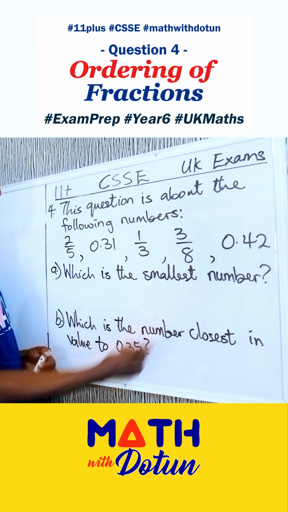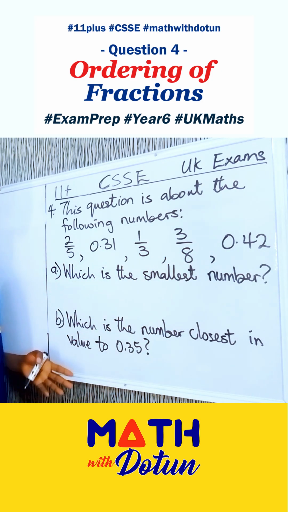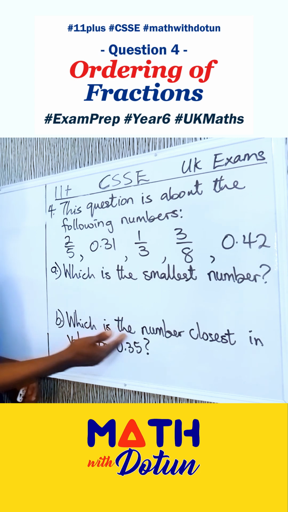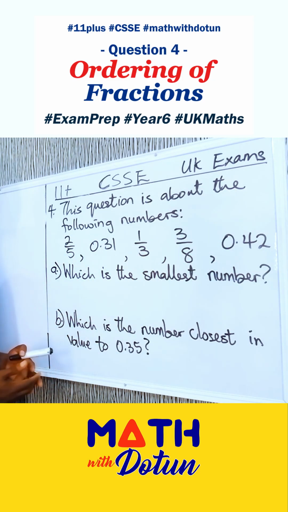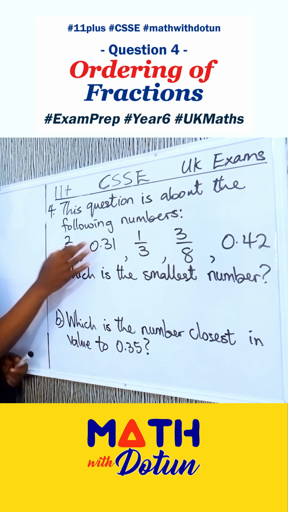Which is the smallest number? We have to look at this and pick out the smallest one. And then also, we are asked which is the number closest in value to 0.35. Since we have decimal numbers in there, the best thing is for us to change the fractions to decimal fractions too. So we start with the 2/5.